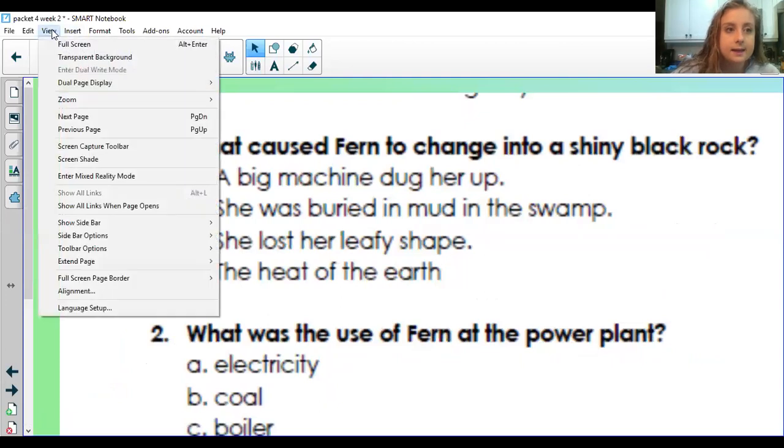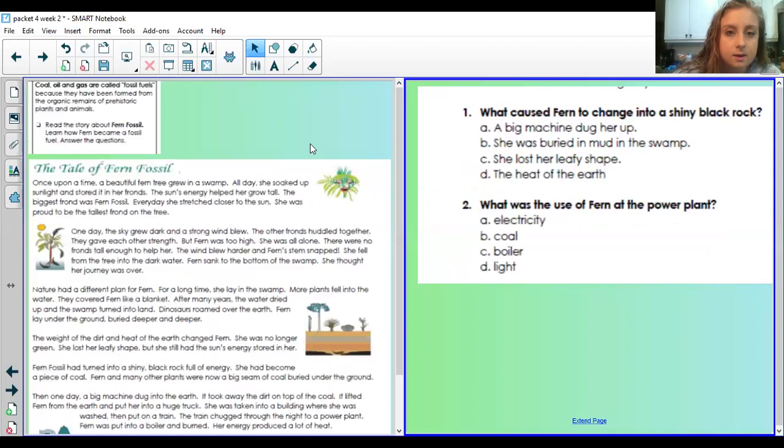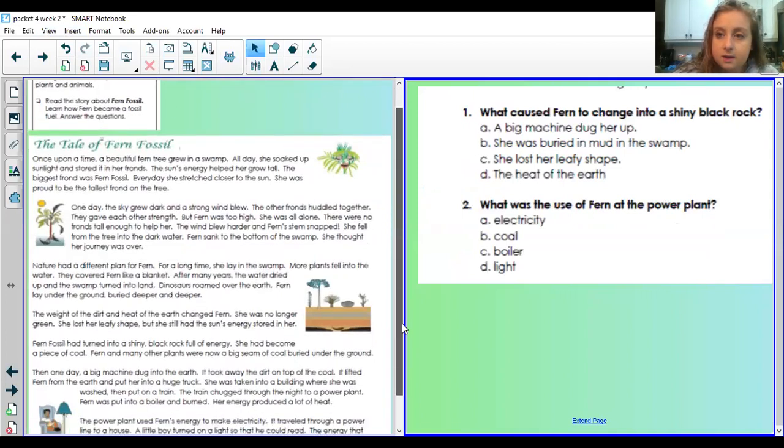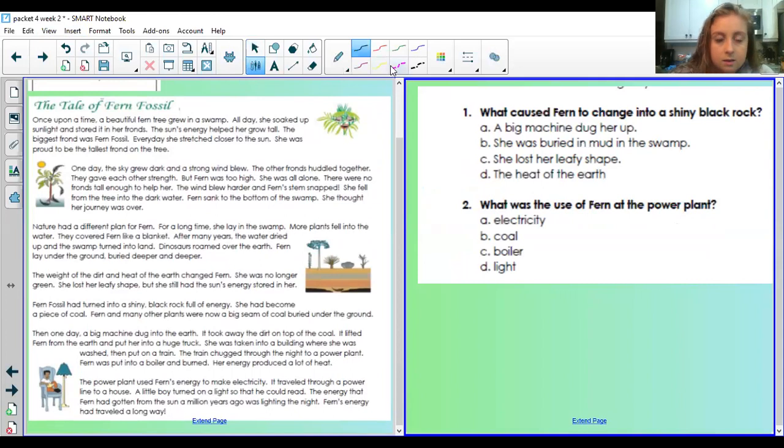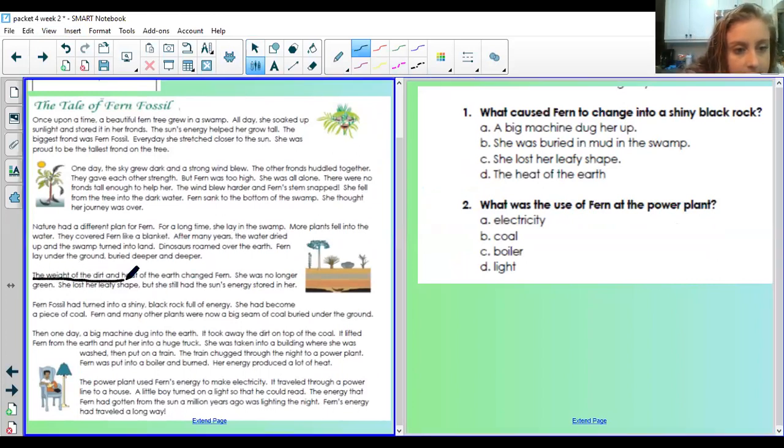So what we're going to do again is make it a dual screen so we can go back into our text if we need to. It says, what caused Fern to change into a shiny black rock? So if we go back into our story, it said the weight of the dirt and heat of the earth changed Fern.